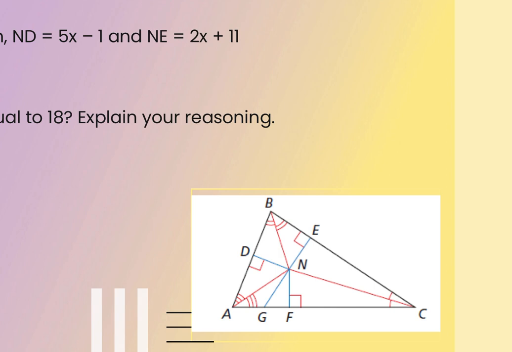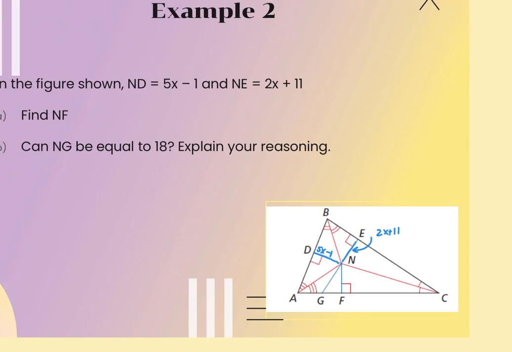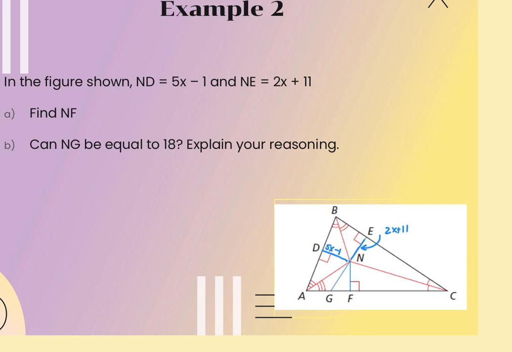So ND, which is this segment here, is 5x minus 1. And NE, which is this segment here, is 2x plus 11. Since those are both segments that go from the incenter to the side, they're congruent. So 5x minus 1 would equal 2x plus 11. Subtract the 2x. 3x minus 1 would equal 11. Add the 1. 3x would equal 12. Divide by 3. And x is 4.